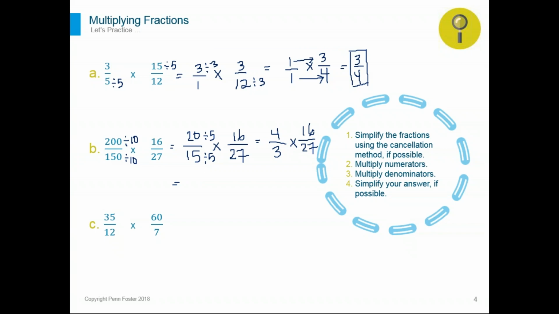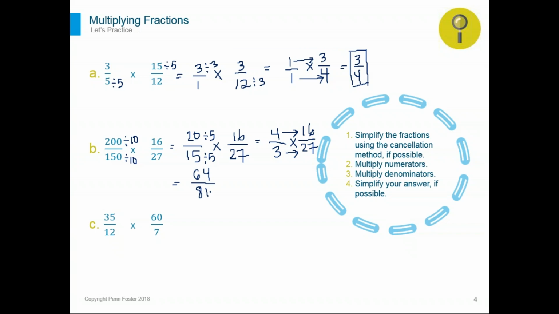We did not eliminate anything from it, so it's going to stay the same. Let's check if we are able to eliminate anything else. 4 and 3, nothing common. 4 and 27, nothing common. 16 and 3, nothing. 16 and 27, nothing. So we just multiply across. So 4 times 16 will give you 64 on the top, and then 3 times 27 equals 81 on the bottom.